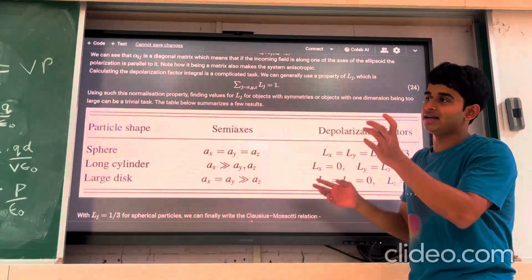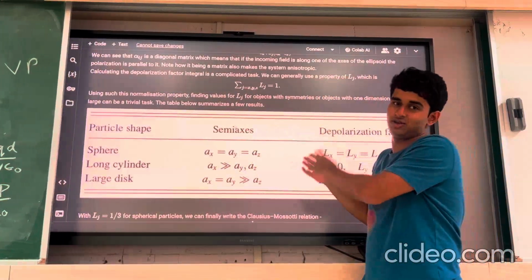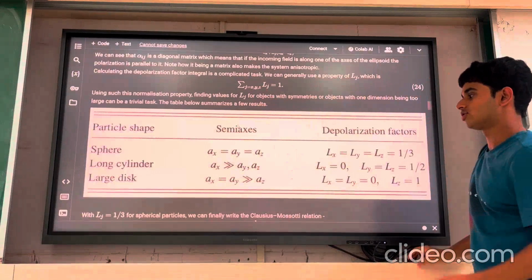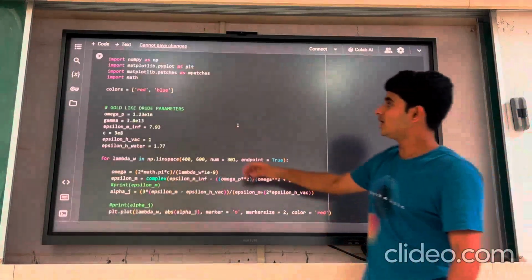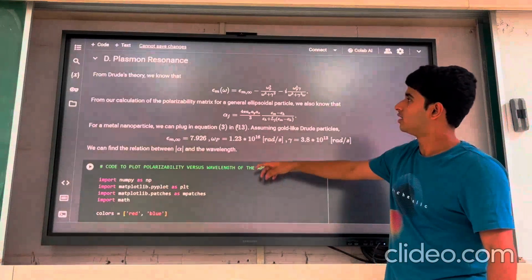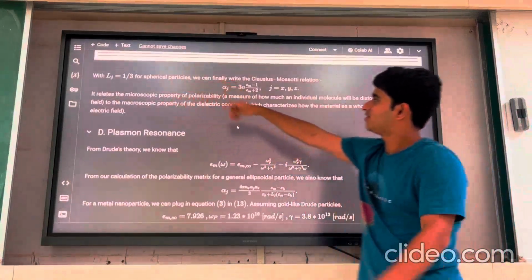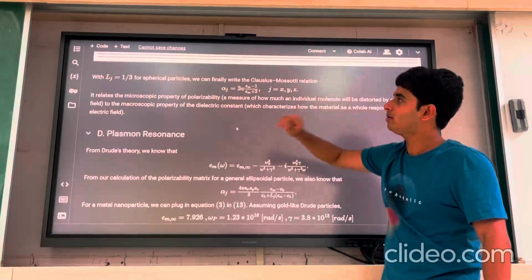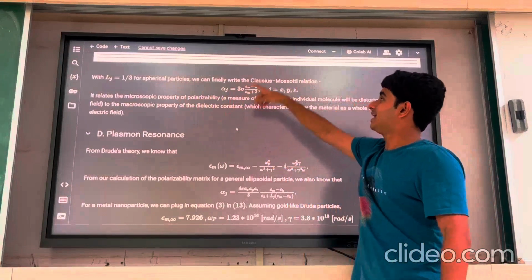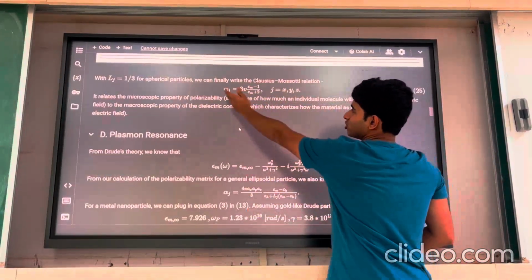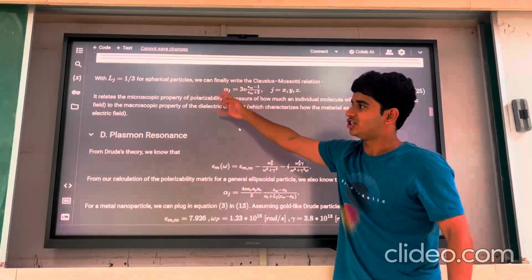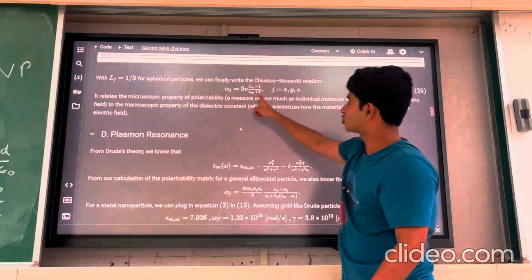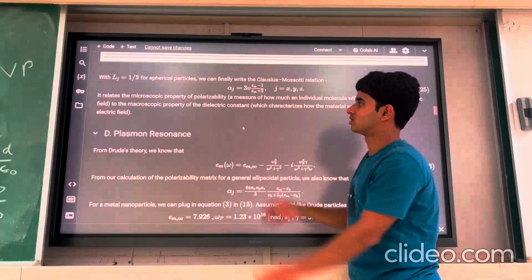For a sphere, you can use symmetry arguments which says that Lx has to be Ly has to be Lz, and hence that should give you Lx equal to Ly equal to Lz is equal to 1 by 3. Can you scroll down? So now with Lj being 1 by 3 for spherical particles, we can finally write the Clausius-Mossotti relation. Remember, you had an expression for alpha j on top, you substitute Lj as 1 by 3, and this is what you get. And this is what I was talking about. You're relating the microscopic property of the system, which is alpha j, from which you can get PNP, which is the microscopic polarization, with the macroscopic property of the material's dielectric constant.